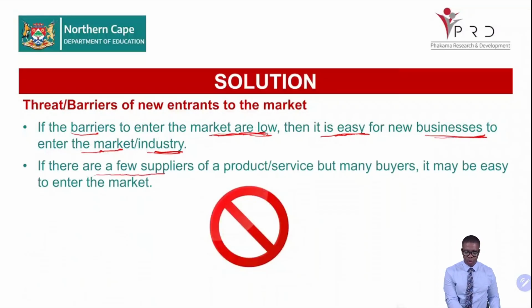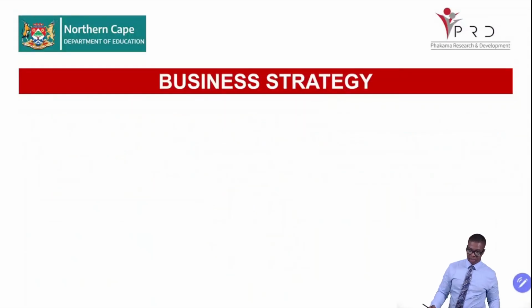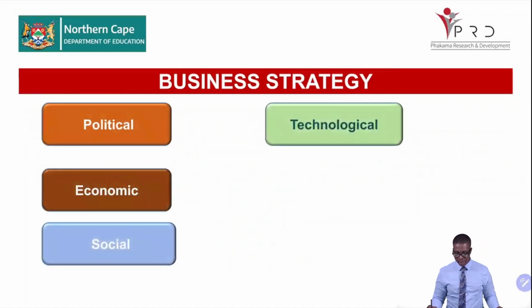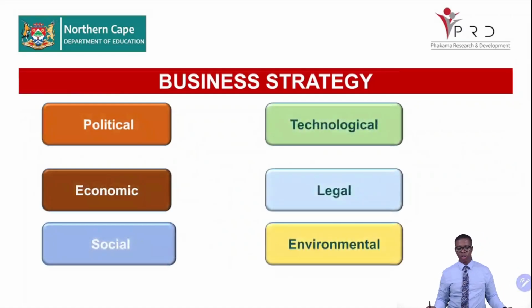If there are few suppliers of a product or service, but many buyers, it might be easy to enter the market. So that can also make it easy to enter a particular market. As we proceed, we have the PESTLE factors, which is your political, economical, together with social, technological, legal, and environmental.